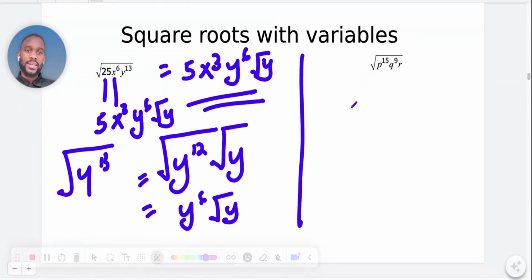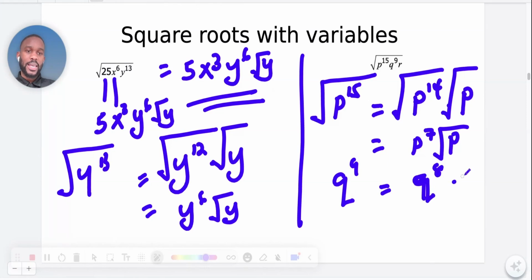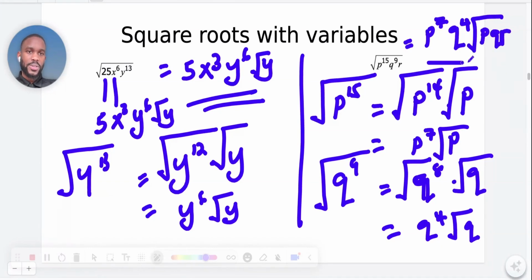What about this one? Let's do p to the 15th. 15 is not divisible by 2. So we can break this into p to the 14th times p to the 1st. If you get the square root there, this will give you p to the 7 root p. And then you do the same for q. Q to the 9th can be broken down into q to the 8th times q. If you find the square root, this will be the same as q to the 4th root q. And the same applies to r. Leave r in the root. So this will be p to the 7th q to the 4th root p q r. So that is what you'll end up with.